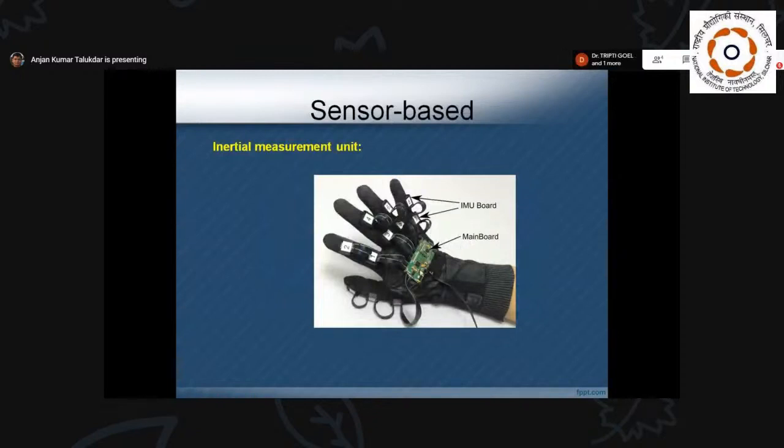Then sensor based, that is inertial measurement unit based sensor, suppose. So this is one image of this kind of sensor. Basically these sensors determine the angle information between the joints of the fingers, etc. Also they determine movement of the fingers like acceleration, velocity, angle movements, etc. So that's why they are very accurate, but they are costly. So these are the various sensing devices that are used for hand gesture recognition.